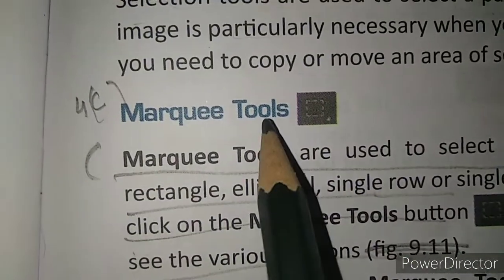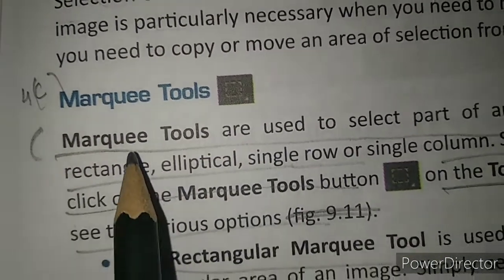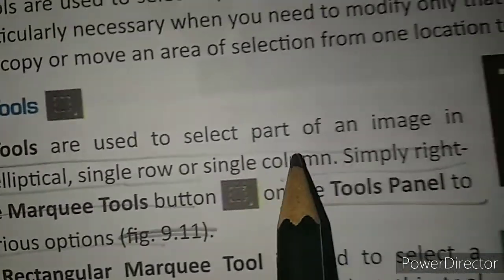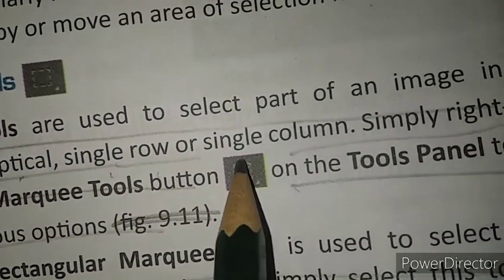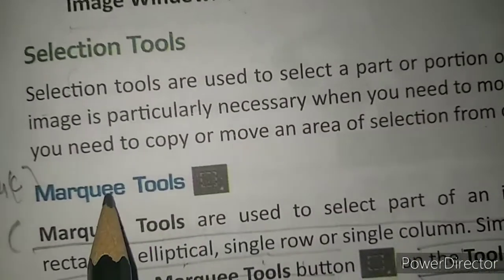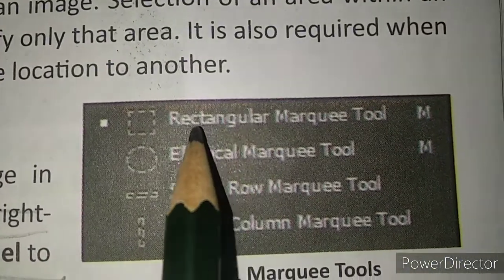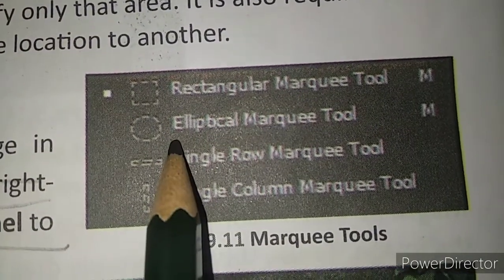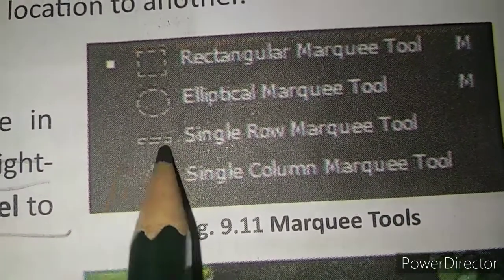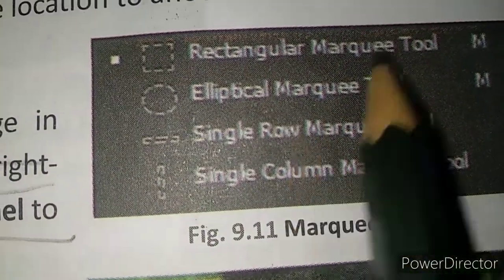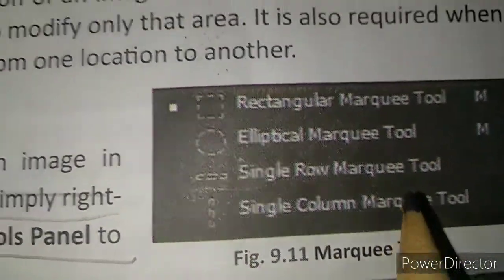First tool is the marquee tool. Here, this is the symbol of the marquee tool. Marquee tools are used to select a part of an image in rectangle, elliptical, single row or single column. Right? When you click on the marquee tool, these options will appear: rectangular marquee tool, elliptical marquee tool, single row marquee tool, and single column marquee tool. So these types of marquee tools are available, right?